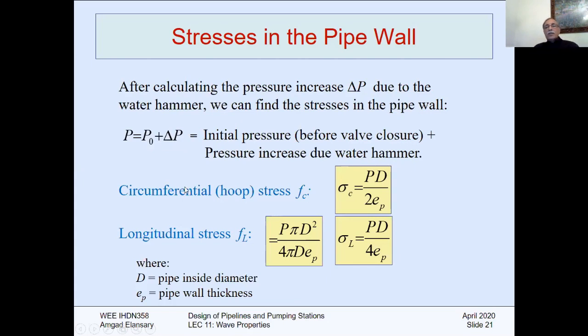We have two things to calculate here: the circumferential hoop stress, sigma C, equal to P, the total pressure, multiplied by D over 2e. And then the longitudinal stress, which is force FL, equal to P times pi D squared over 4, divided by pi D, the perimeter. So sigma L, the longitudinal stress, will be PD over 4e. So we have two stresses to calculate here: this is the hoop stress, this is the longitudinal stress.